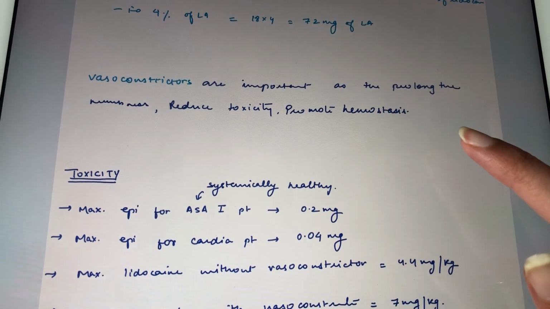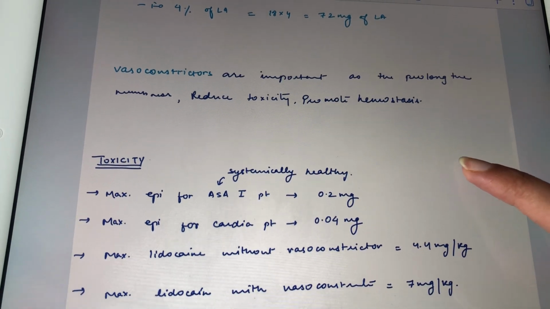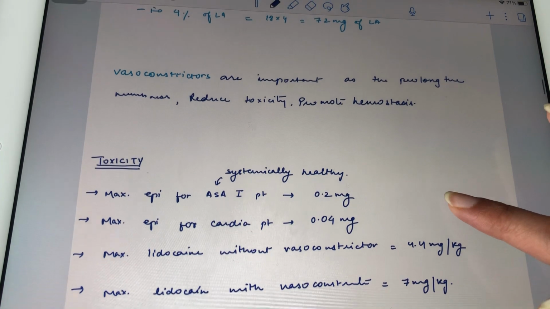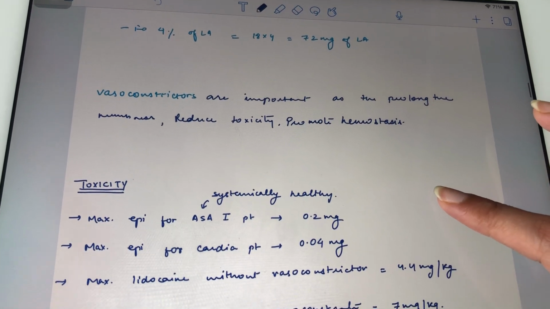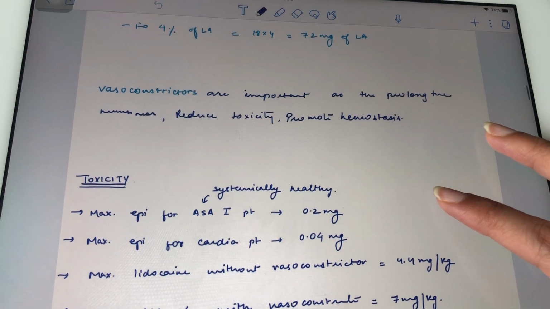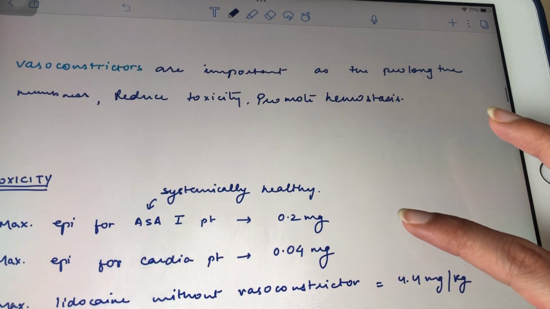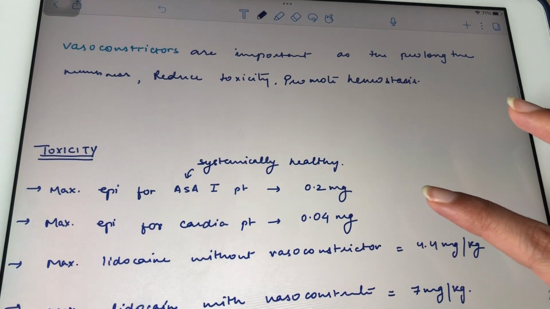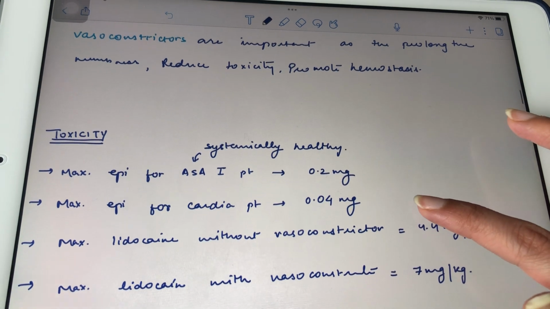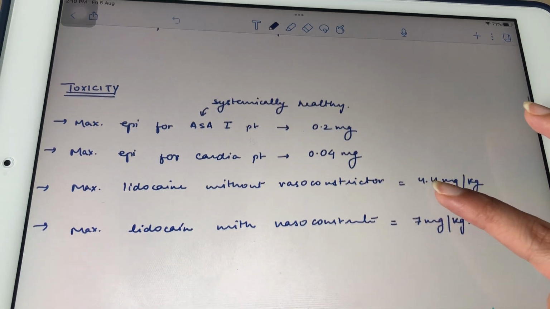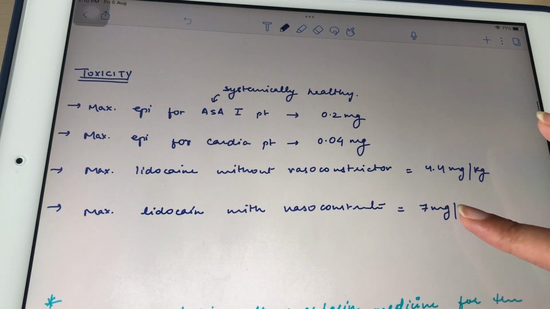Four percent of local anesthesia would be consisting of 72 milligrams of local anesthesia. Now comes vasoconstrictors. Vasoconstrictors are important as they prolong numbness, reduce the toxicity and promote hemostasis. Now toxicity. Let's talk something about toxicity.